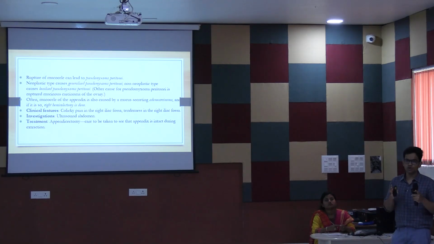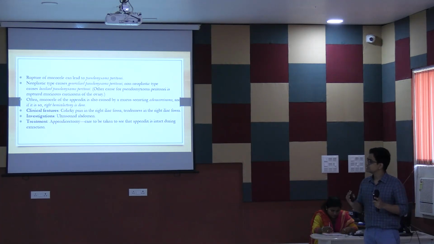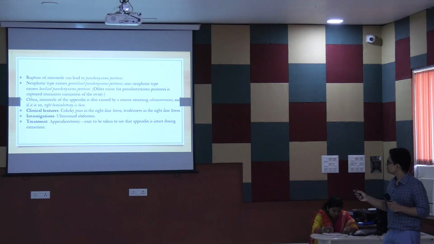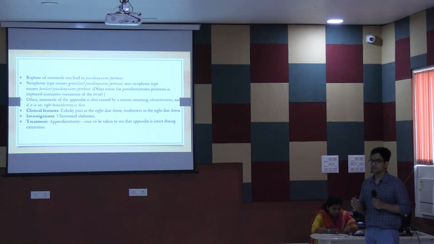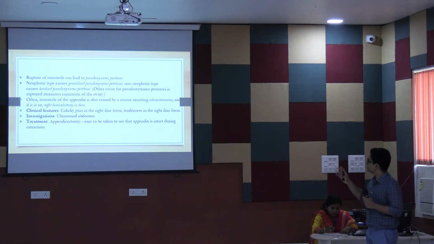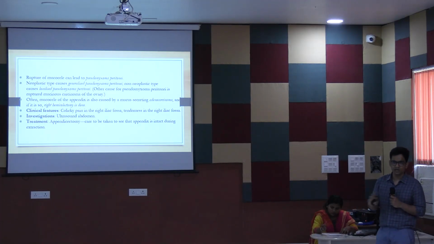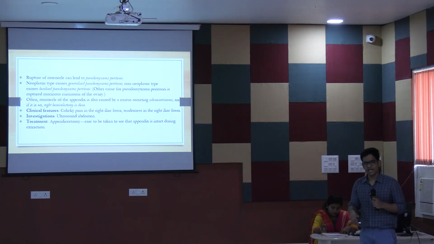Now rupture of the mucocele can lead to a release of mucus into the peritoneum. This is called pseudomyxoma peritonei. That means collection of mucus fluid in the peritoneum. In case of neoplastic conditions, this is called generalized pseudomyxoma peritonei, and in non-neoplastic conditions it is called localized pseudomyxoma peritonei. Now, if mucocele is found with mucus secreting adenocarcinoma, right hemicolectomy needs to be done, because otherwise the treatment is not complete and the patient will present again with pain and recurrence of adenocarcinoma.